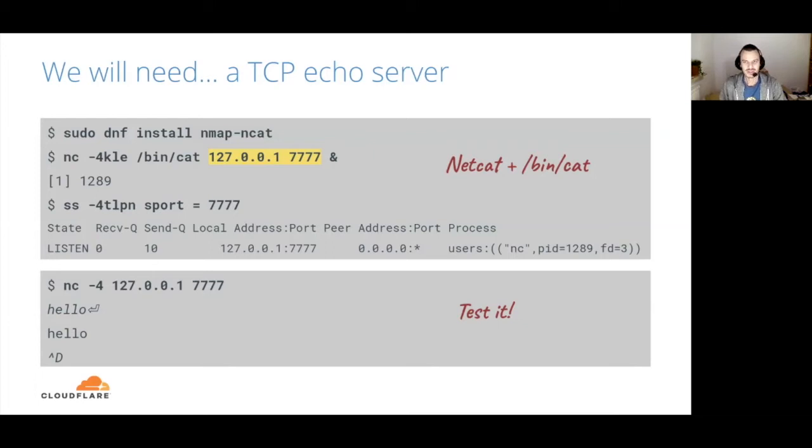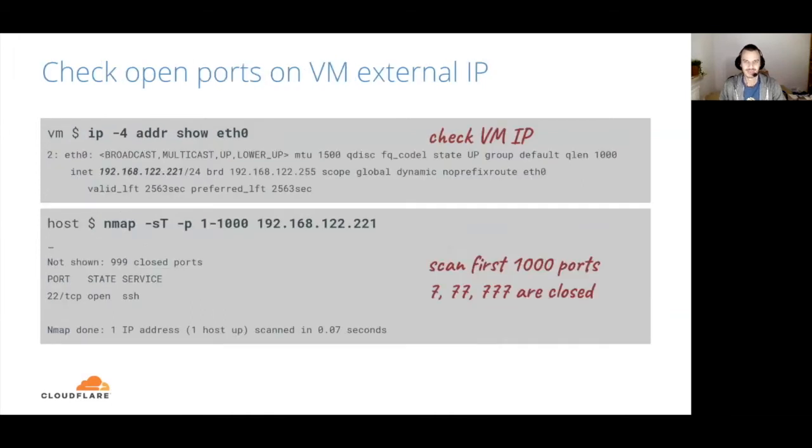Netcat that spawns the cat tool will do. We bind our server to quad 7 port on loopback. And next, we check our VM's external IP and confirm that the echo service is not running on the ports we want yet.